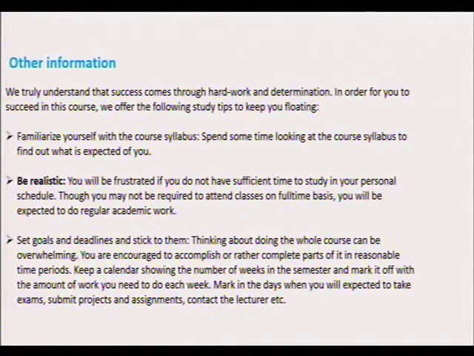Okay, now other information which I just want to share with you. I understand that you want to make a success out of your program or your studies, so it's important that you work hard and with determination. In order for you to succeed in this course, I want to give the following study tips, just to keep you afloat. So familiarize yourself with the content of the course or the course syllabus. Spend some time looking at the course syllabus to find out what is expected of you.